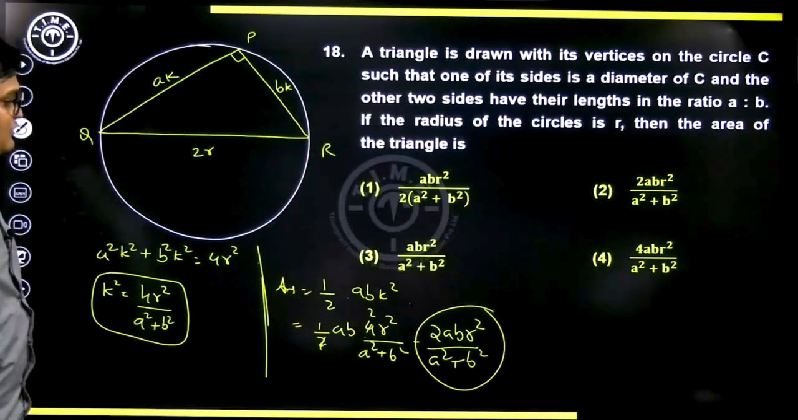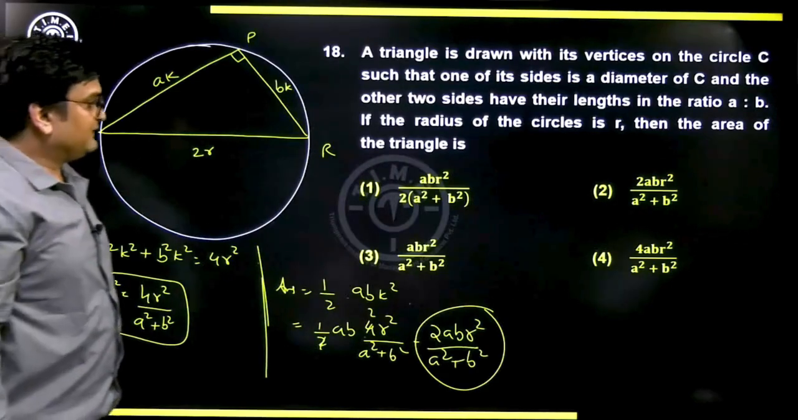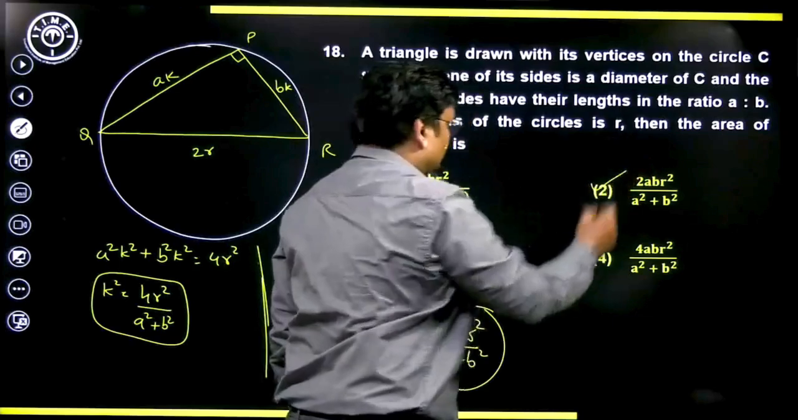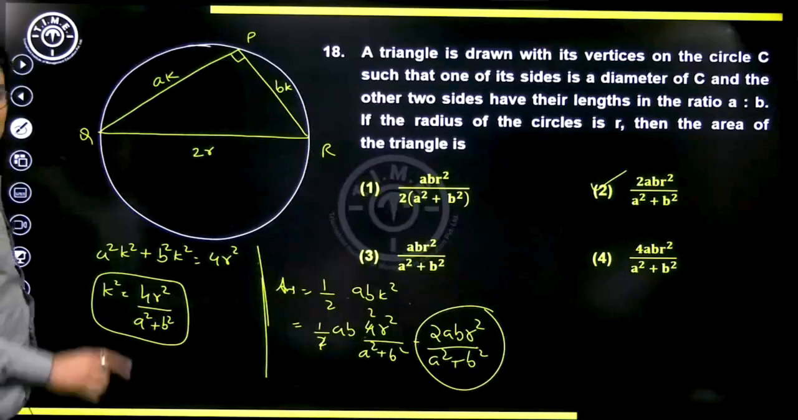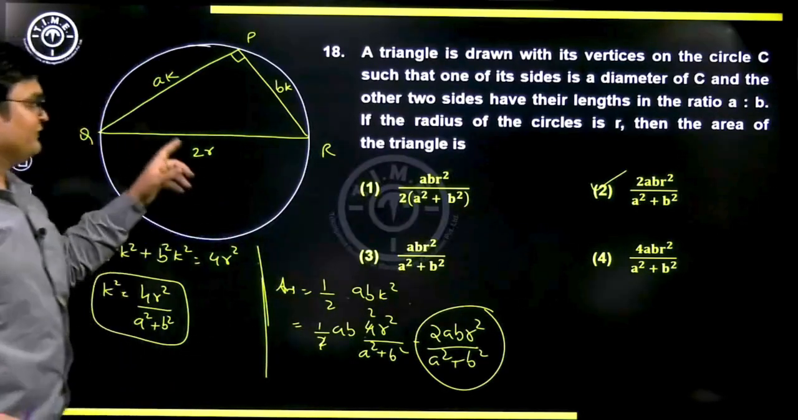Let's look at the option choices. 2ABR square by A square plus B square. So this should be the answer. So option choice 2 will be the correct answer. I hope we are clear with this.